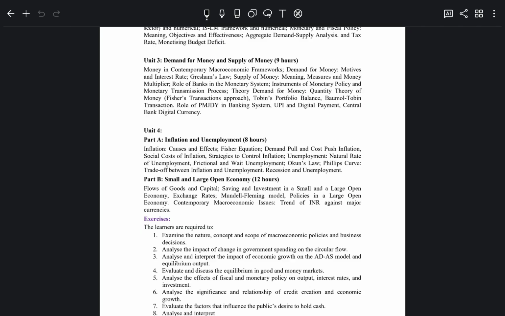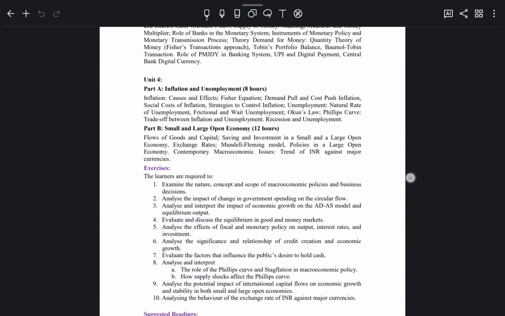We will be discussing further the theory of demand for money, in which the quantity theory of money will be discussed using Fisher's transactions approach, Tobin's portfolio balance, and the Baumol-Tobin transaction model. We will also be analyzing the role of PMJDY, that is Jan Dhan Yojana, in the banking system, UPI in digital payment, and the central bank's digital currency.